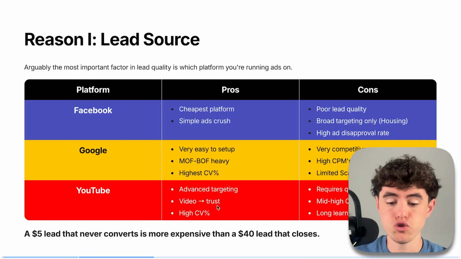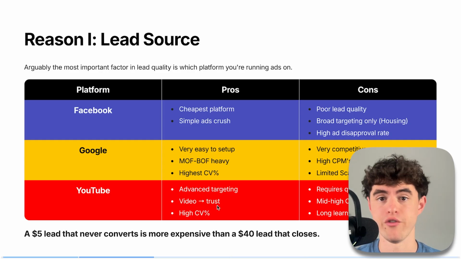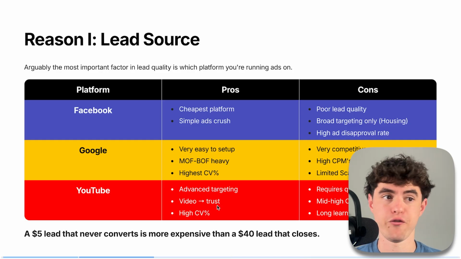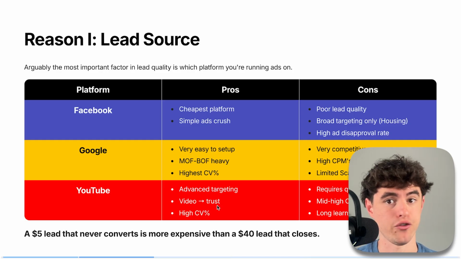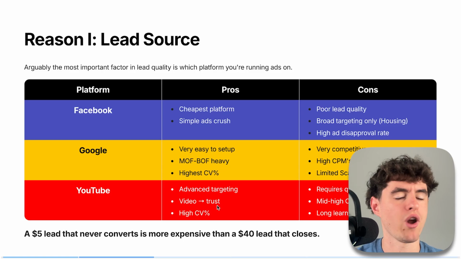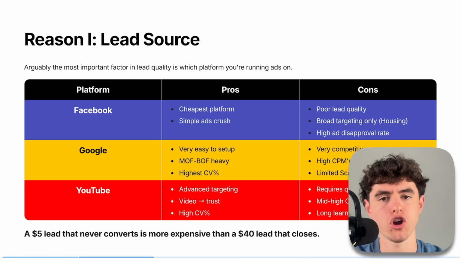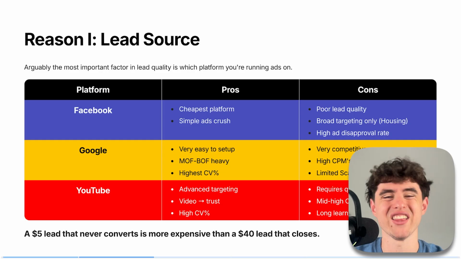Now, YouTube can easily screw you over when it comes to the cost per lead if you don't record the proper videos, etc., which we're going to get into in the cons. And you can see a cost per lead anywhere from like $500 to like $750. But if you do it right, you can get it as low as $30 to $50. The reason that it costs so much is because it requires quality video ads.